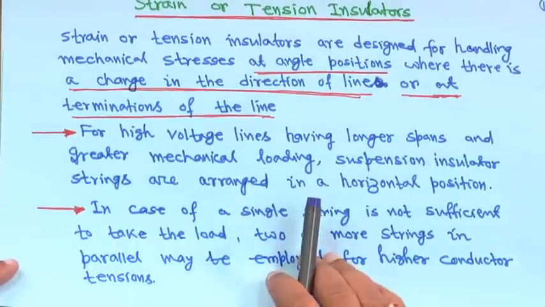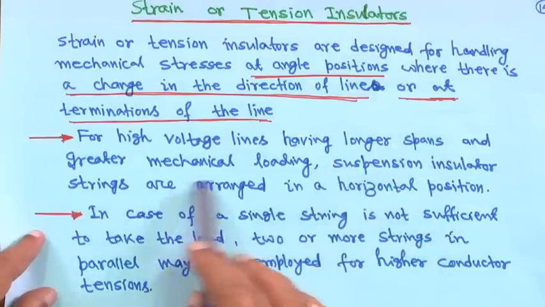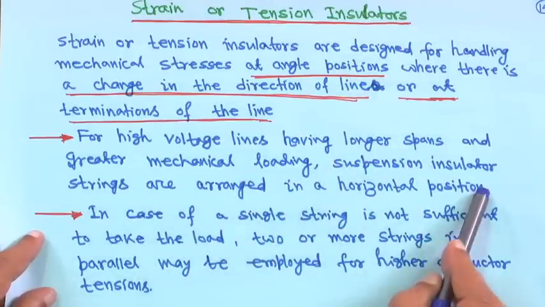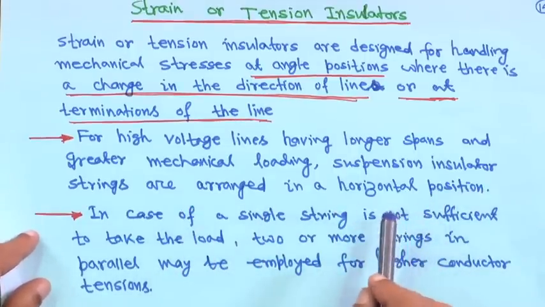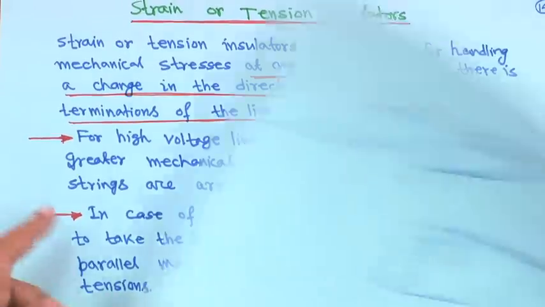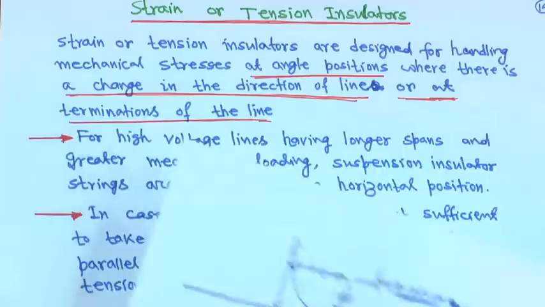Sometimes in railway traction, if you look also, you will see the same thing. At any railway station, just try to look at that. Although it operates at 25 kV and the design is a little different, you can have a look at that, right. So, for high voltage lines having larger spans and greater mechanical loading, suspension insulator strings are arranged in a horizontal position. That is why I told you that rather than a vertical position, you arrange it in a horizontal position, right.